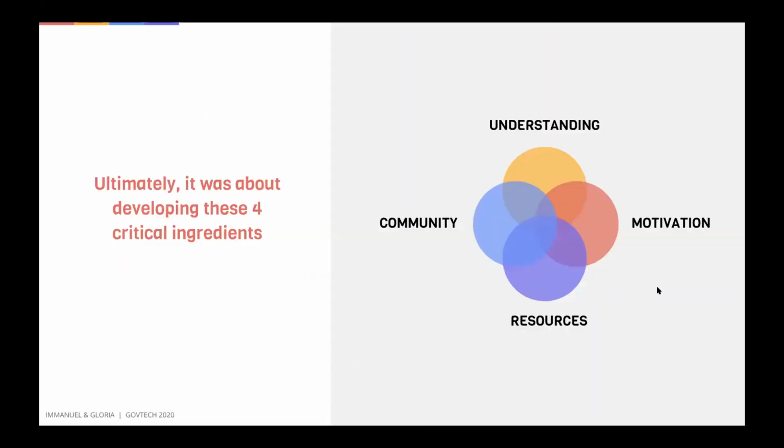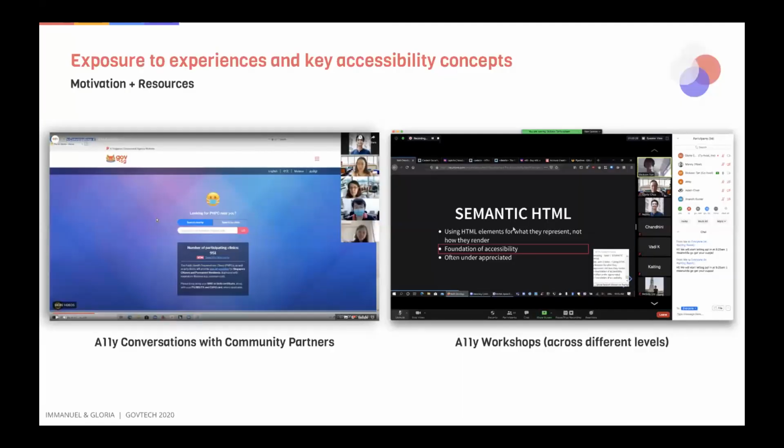What we were trying to do with Accessibility Awareness Week was to develop the 4 critical ingredients that we identified at the start to be really critical in driving accessibility at scale, that Manny talked about. So understanding, motivation, resources, community. And the way that we did it was through a bunch of different things in between. One thing that we wanted to focus on to build motivation and resources was to expose individuals to the experiences of people at the edges, as well as expose individuals to key accessibility concepts and best practices.